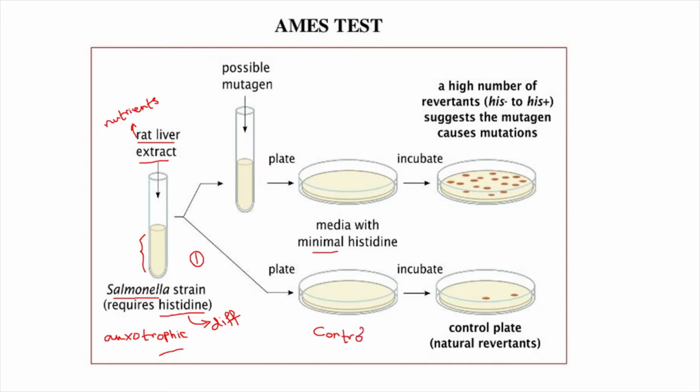For the next process, after adding one part, we take another part and mix the contents of this test tube with another test tube that is suspected to contain a possible mutagen. We are not yet confirmed, so let's see. Part of this rat liver extract plus Salmonella strain is mixed with the contents of the test tube containing the possible mutagen.